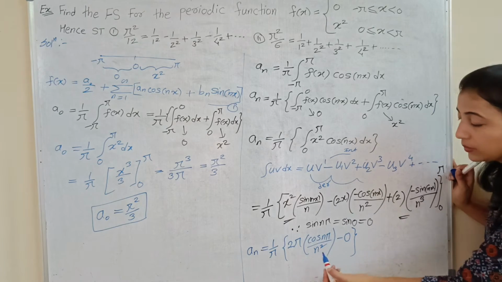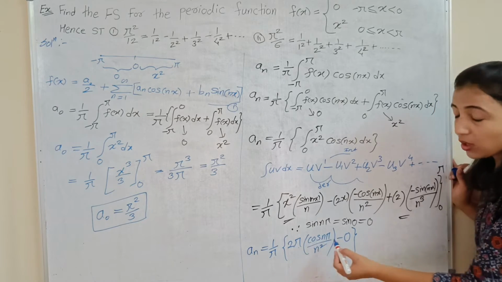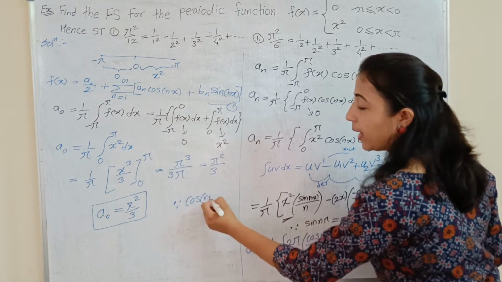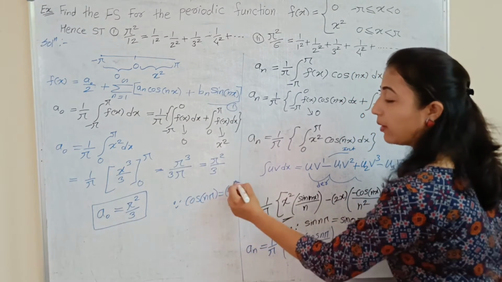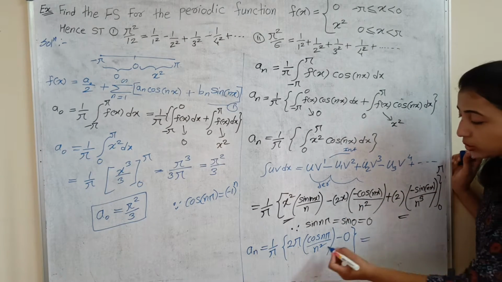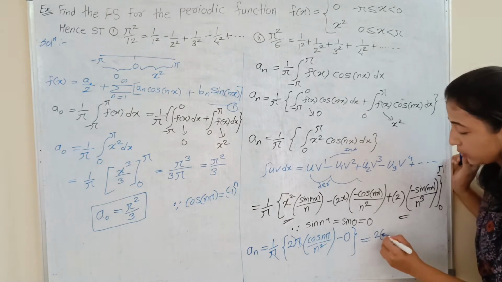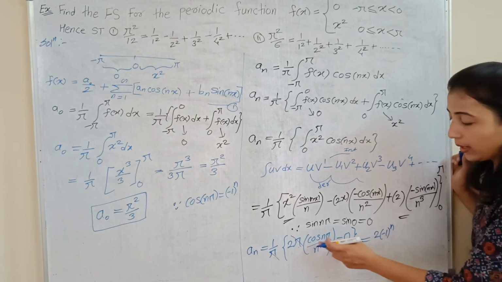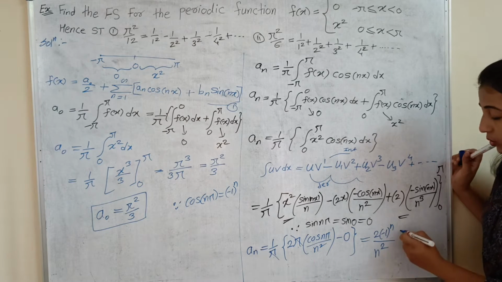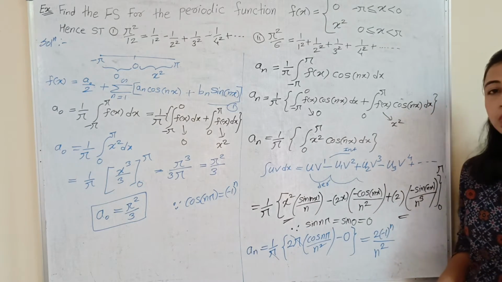Now simplify this term. When we solve this, this pi gets cancelled, and cos n pi is nothing but minus 1 raised to the power n. So instead of this term, we will write minus 1 raised to the power n. This pi and this pi get cancelled, so it is 2 times minus 1 raised to the power n divided by n square. Hence we get the value of the constant an. Note down this term. We will discuss the next constant bn.